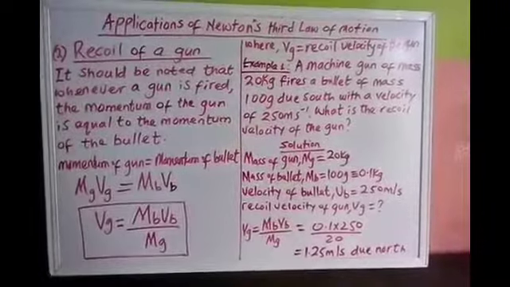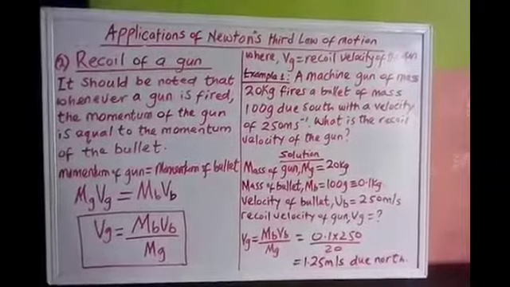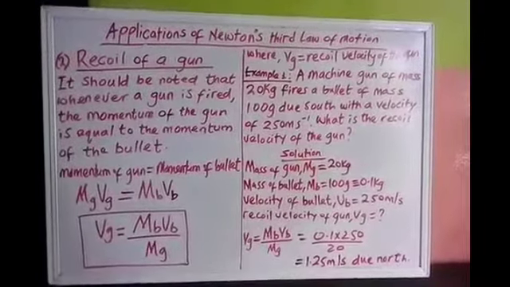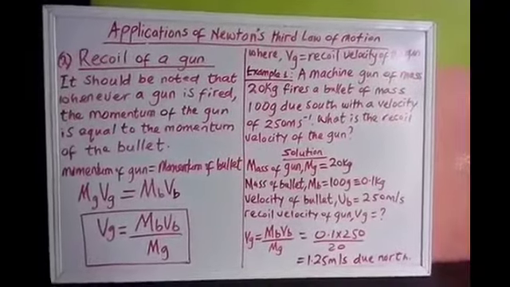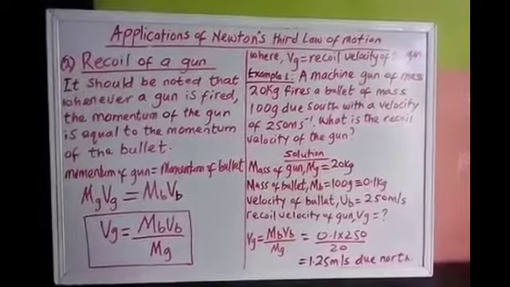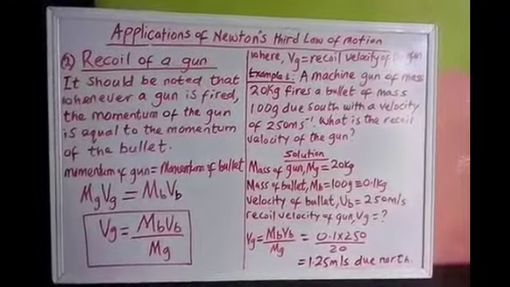A machine gun of mass 20 kg fires a bullet of mass 100 gram due south with a velocity of 250 meters per second. What is the recoil velocity of the gun?